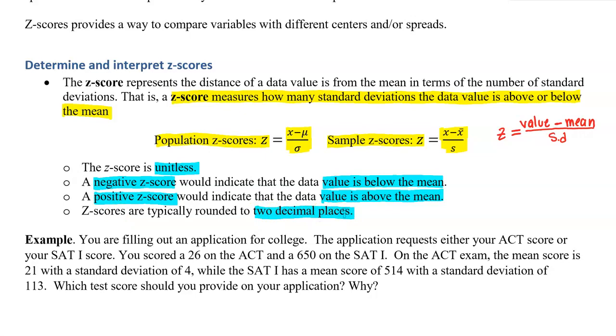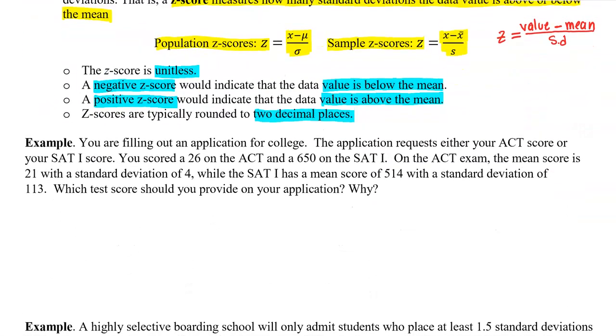Let's look at an example. It says you are filling out an application for college. The application requests either your ACT score or your SAT-1 score. You scored a 26 on the ACT and a 650 on the SAT-1. On the ACT exam, the mean score is 21 with a standard deviation of 4, while the SAT-1 has a mean score of 514 with a standard deviation of 113. So which test score should you provide on your application and why?